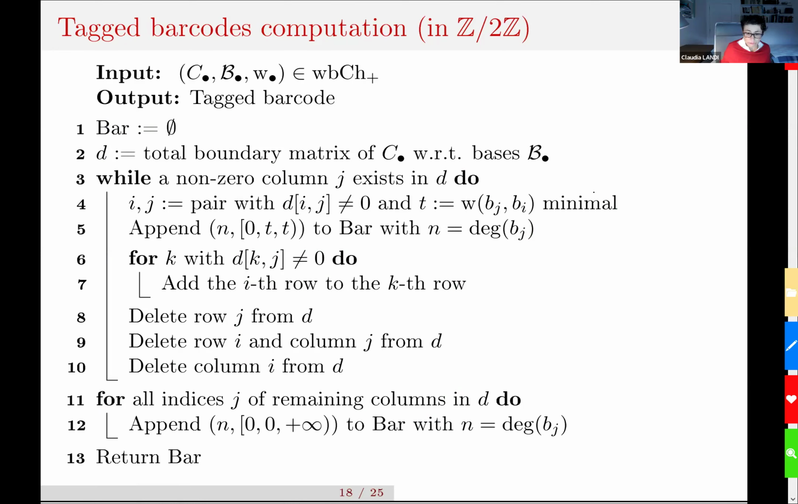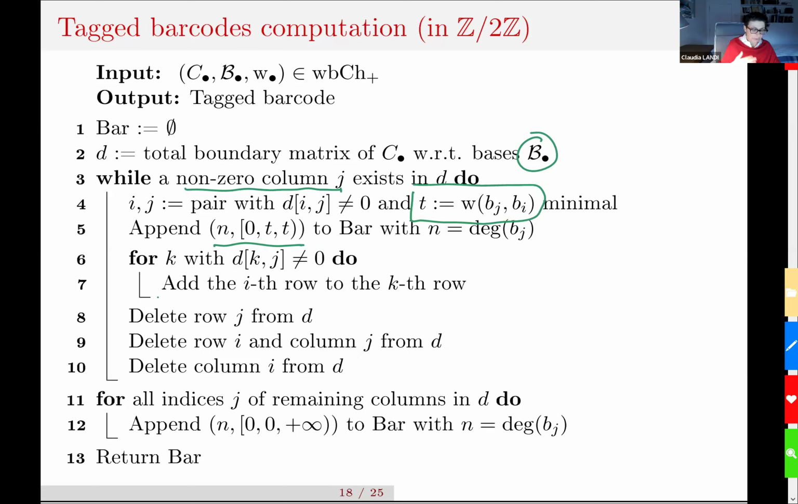For example, if we are in Z2, it amounts to finding a non-zero column. So we take the total boundary of the chain complex, considered with respect to the fixed basis, and look for a non-zero column. And while this non-zero column exists, we can consider the time corresponding to the minimal weight between two elements, such that Bi is in the boundary of Bj. We can append that tagged interval and its degree to the barcode, and then a simplification corresponds to a change of basis that can be done simply by a Gaussian operation on the rows.